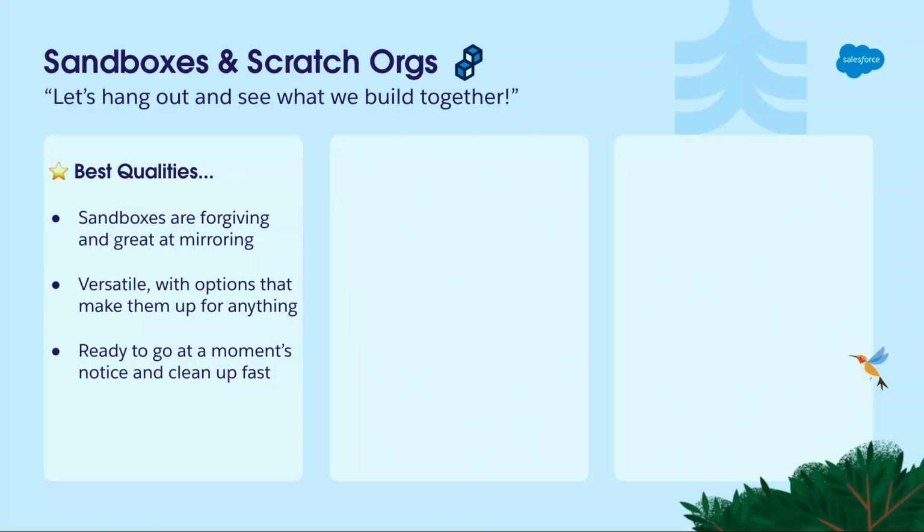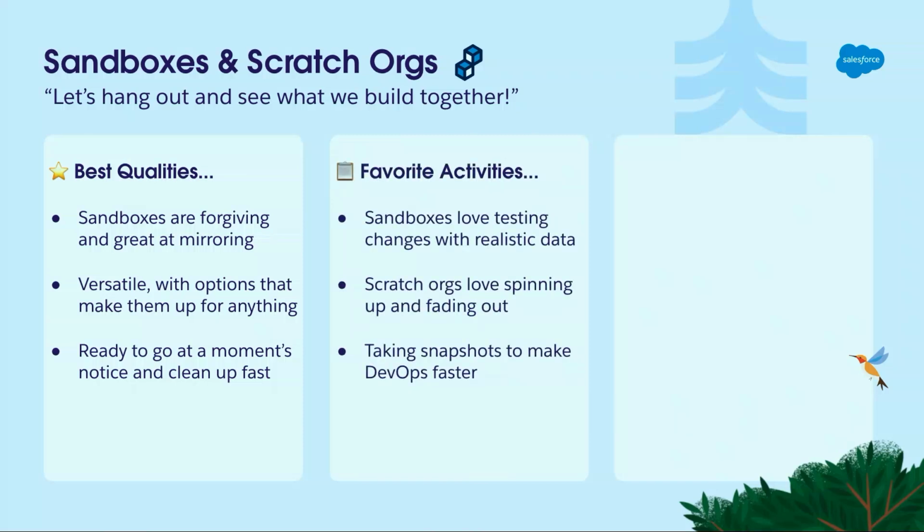Scratch orgs, on the other hand, they are ready to go at a moment's notice. They're always up for something new. They get ready and clean up fast. So good qualities on both sides. Favorite activities on sandbox side. Sandboxes, they love testing. You test changes with realistic data because, again, you've got that ability to mirror down the data and metadata. Sandboxes can also work with a new tool that's coming out, data seeding. And data seeding can give you realistic data in a sandbox that's not actually the actual data, it's just AI generated to have the same shape. So these are things that happen in sandboxes.